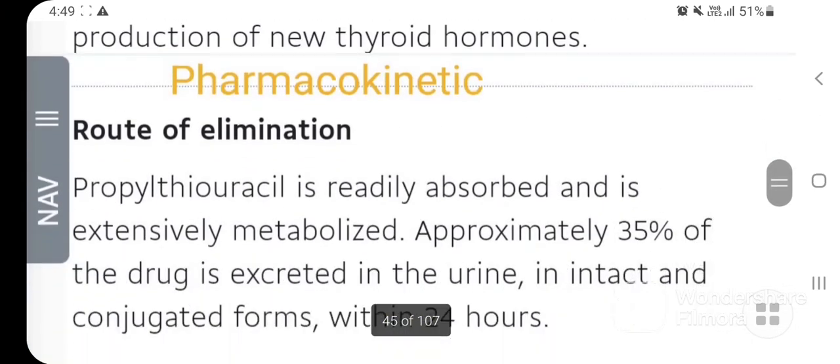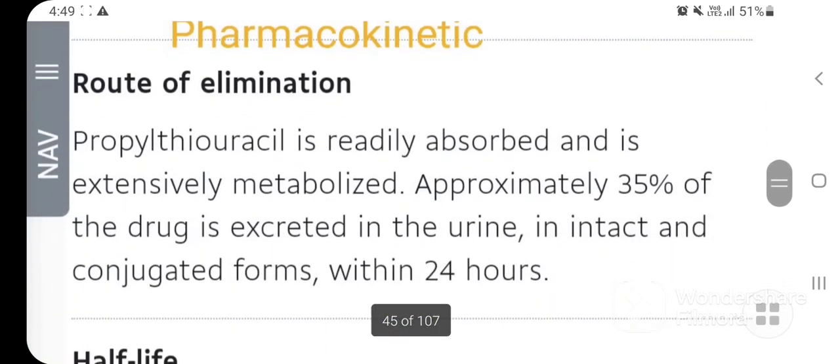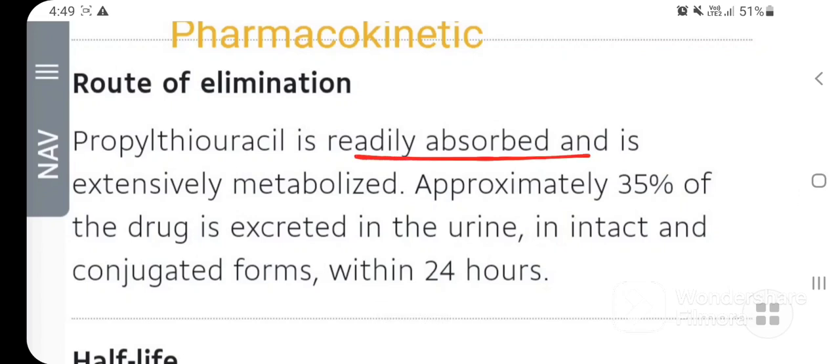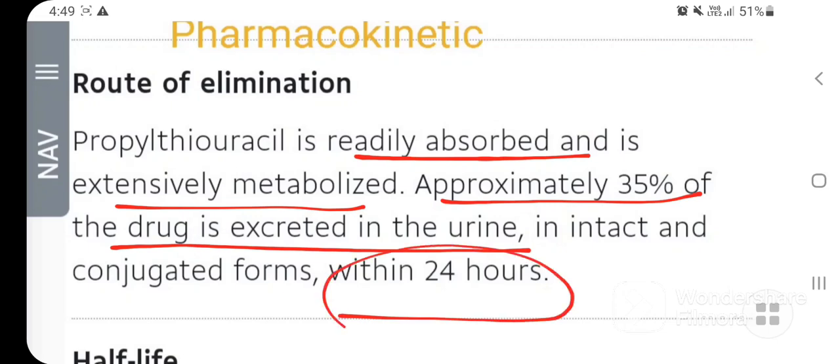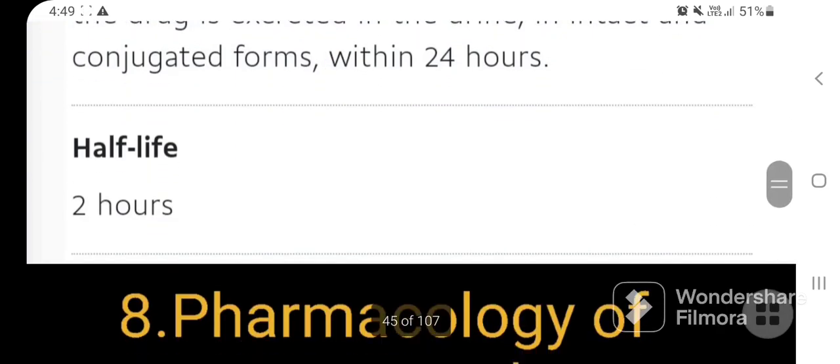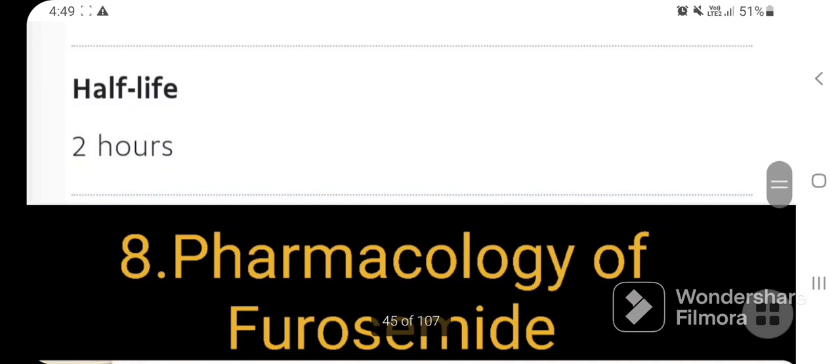Now pharmacokinetics, very simple. Propylthiouracil is readily absorbed and is extensively metabolized in the liver. Approximately 35% of the drug is excreted in the urine, and within 24 hours it gets excreted. The half-life of propylthiouracil is 2 hours.